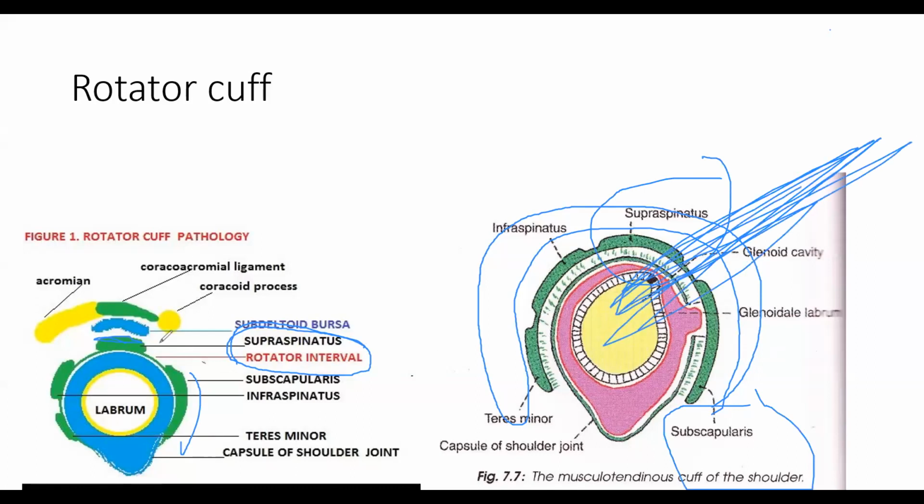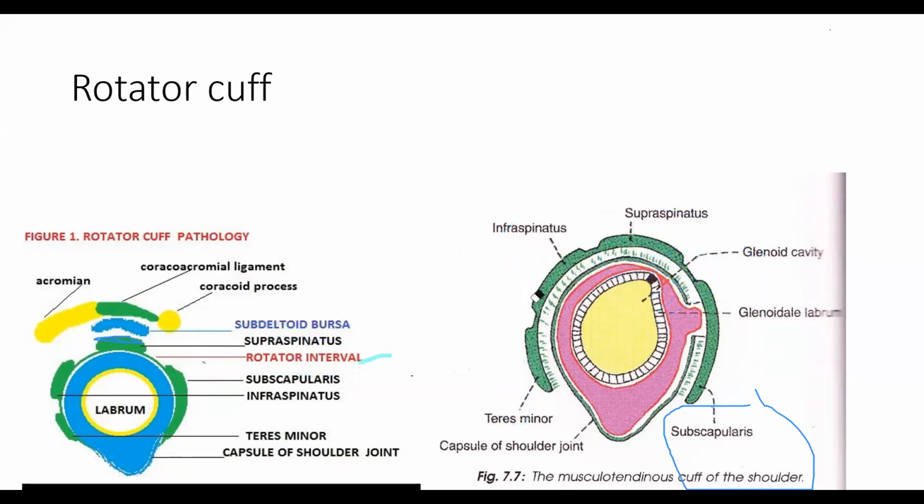Then there are the acromion, coracoacromial ligament, and coracoid process. This is all anatomical. Let's move to the second slide. For this you should remember one thing: subscapularis and SIT. That's all for this.